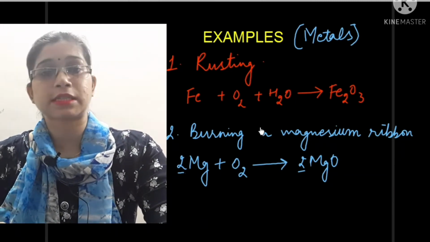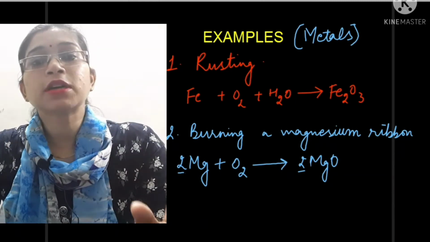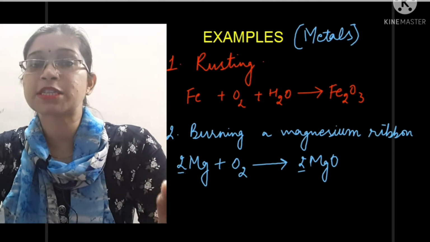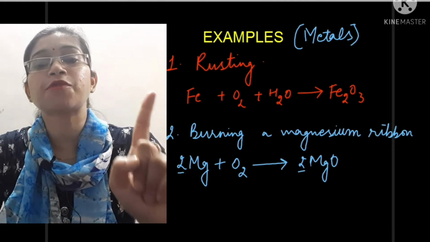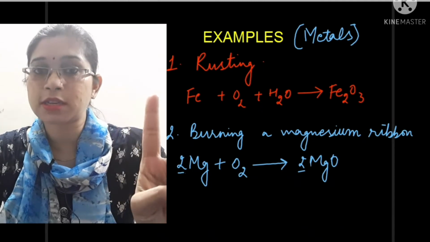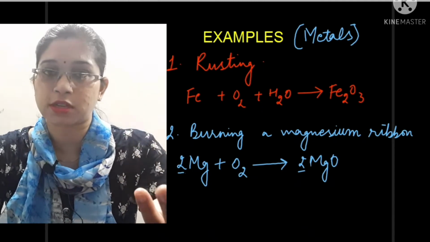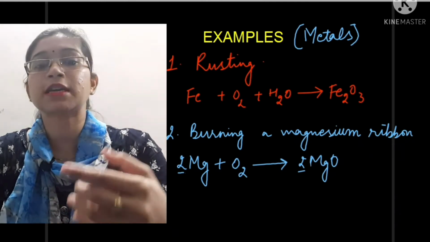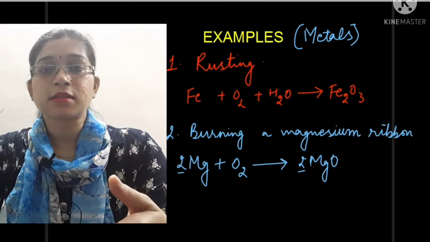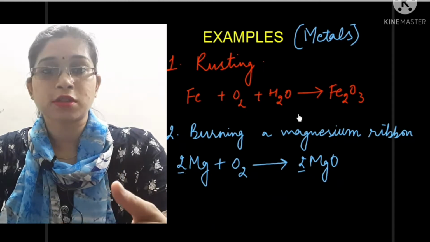The first one is rusting. Now, what is rusting? The rusting process requires three major conditions. First is the presence of iron object, second oxygen, and third is humidity, or you can call it moisture. The moisture which is present in our atmosphere is the major ingredient which causes rusting.